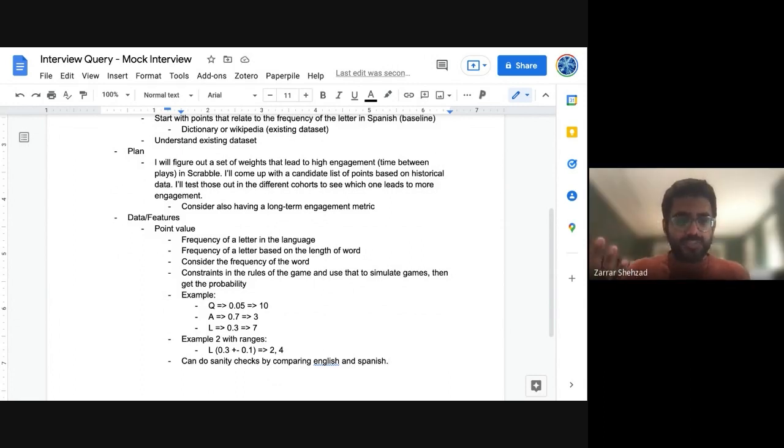Okay, so basically this way we have the point values, and now, like I said, we're going to have these cohorts. So I guess we might want to make sure, if we're running this in Spanish, that we're matching the cohorts as best as we can. So probably matching for things like demographics, age, gender, the location, these sorts of factors. And so that will then give us our data, right?